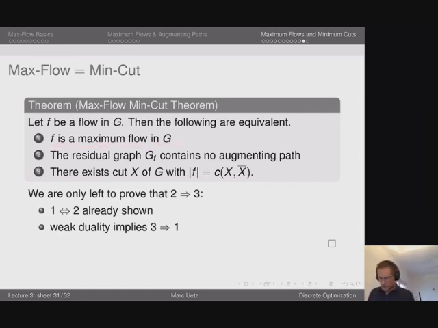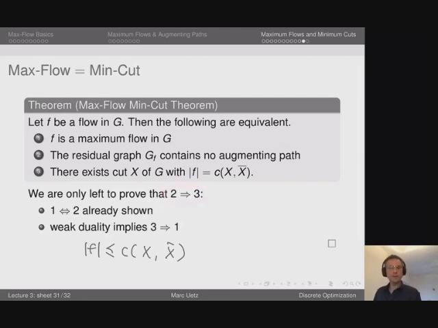Well, that immediately follows from the weak duality theorem, which said that the value of any flow is upper bounded by the capacity of any cut in the network. And if we actually have equality here, so we have a flow whose value is equal to the capacity of this cut, there can be no flow that achieves a larger flow value.